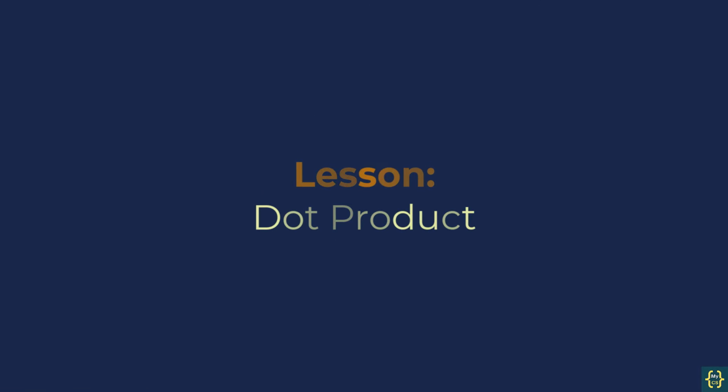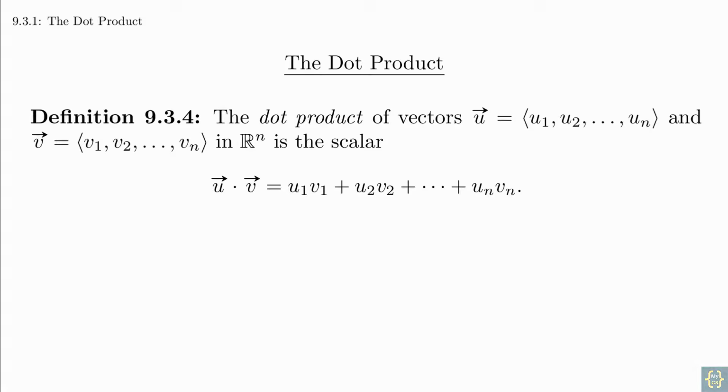equal to u1v1 plus u2v2 plus ... plus unvn. At this point, this is just a formula. We'll talk about how to interpret the values soon. For now, we just want to make sure that you know how to do the calculation. Notice that we are taking the product of the corresponding vector components and then adding the results together.